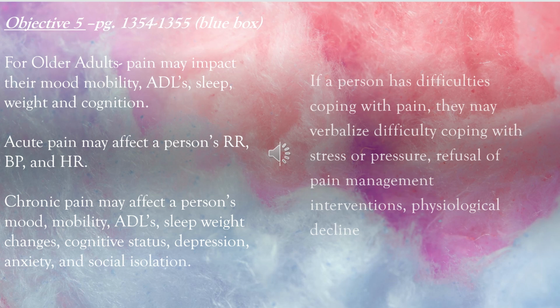Objective 5, explain the relationship between pain and other areas of human function. So, acute pain may affect a person's vital signs, such as respiratory rate, blood pressure, and heart rate. For older adults, pain may impact their mood, their ability to function or do their ADLs. Their sleep patterns may be disturbed, weight gain or loss, cognitive changes as well.